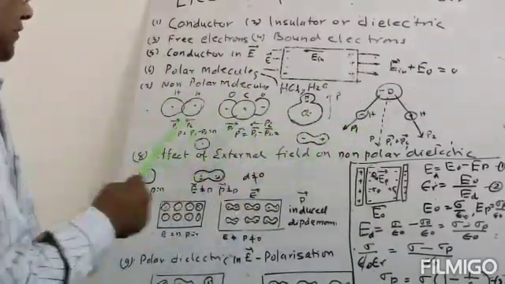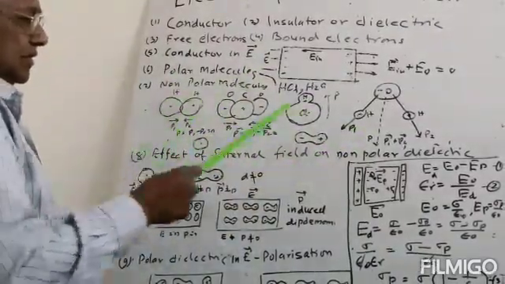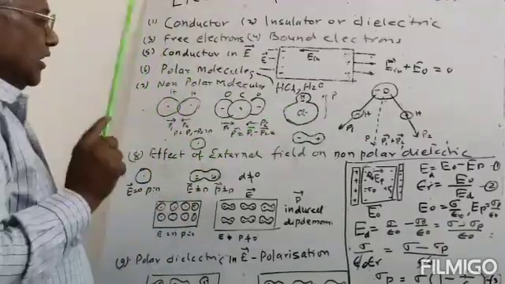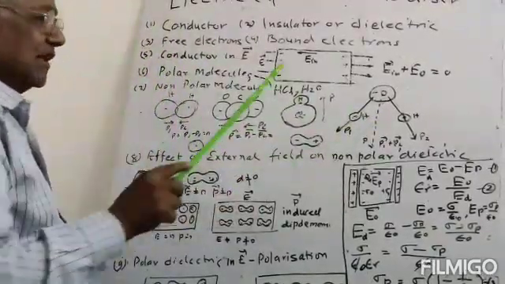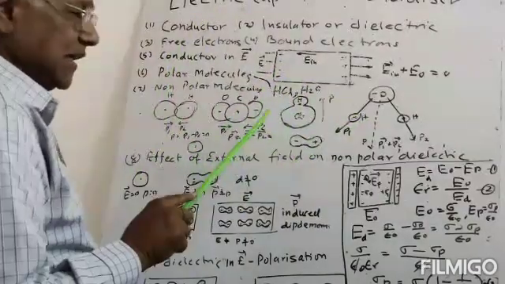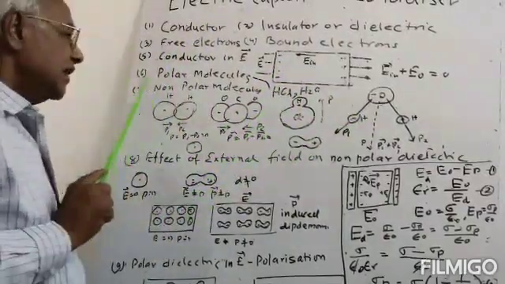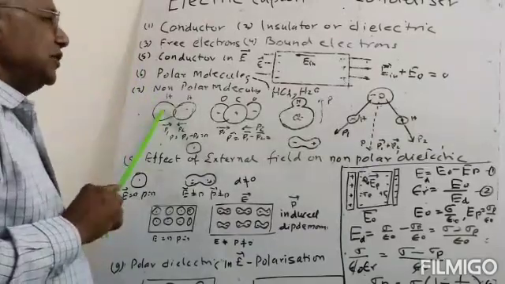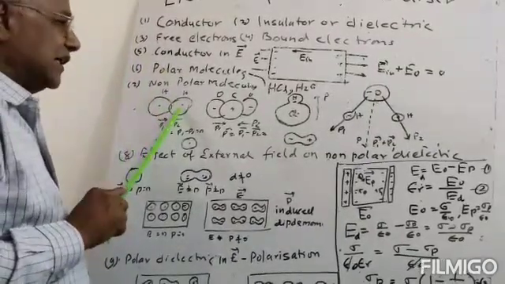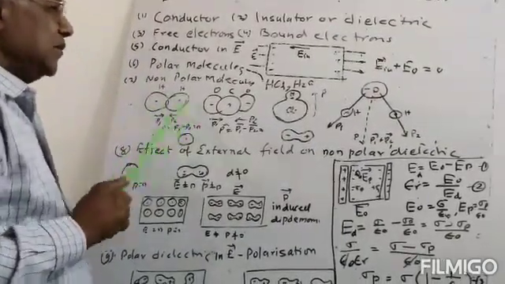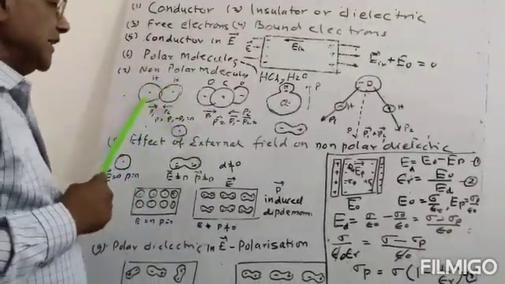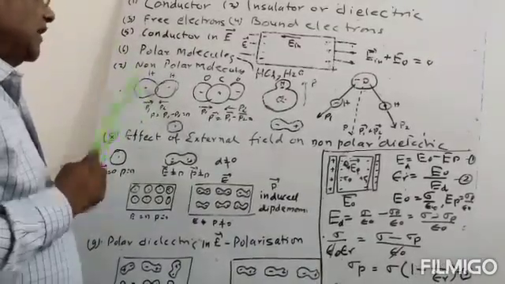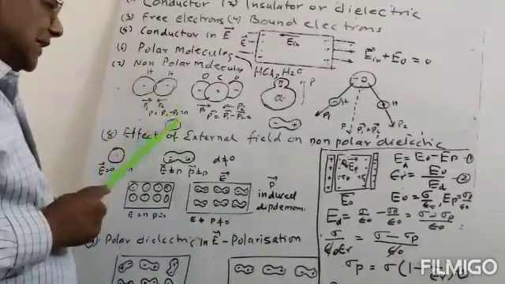Now if we put a polar molecule and a non-polar molecule in an external electrical field, then due to the external electrical field, the center of positive charge and the center of negative charge are stressed. That means some distance is created between the center of positive charge and the center of negative charge.